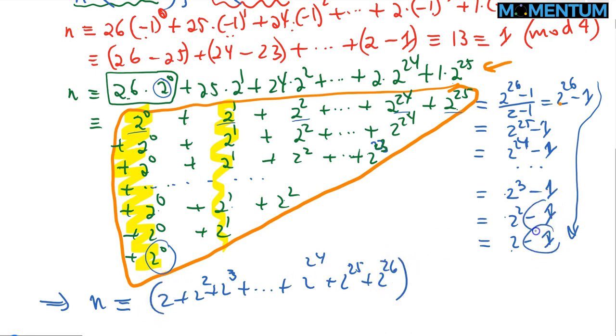And then we have minus 1, and so on, a bunch of minus 1s. How many? How many rows do we have? How many 2 to the 0s? 26 of them. So minus 26.